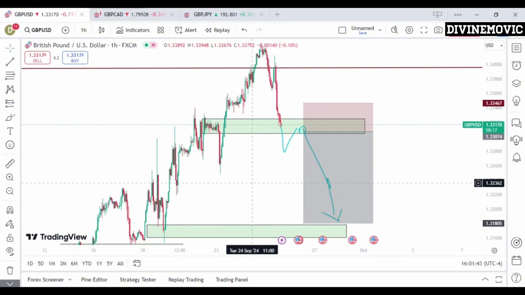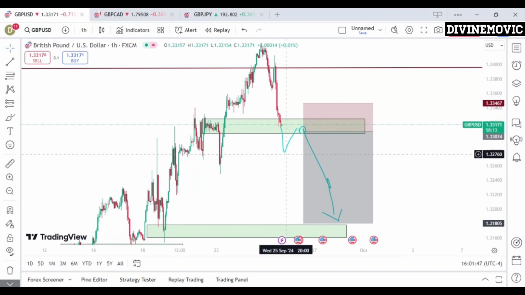So this is basically going to be an entry for me on GBPUSD. So I'm going to patiently wait for price to do what it wants to do around this area, and then come back for a sell to this other point of interest.